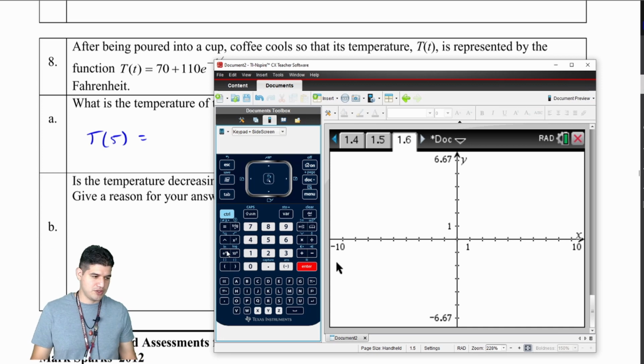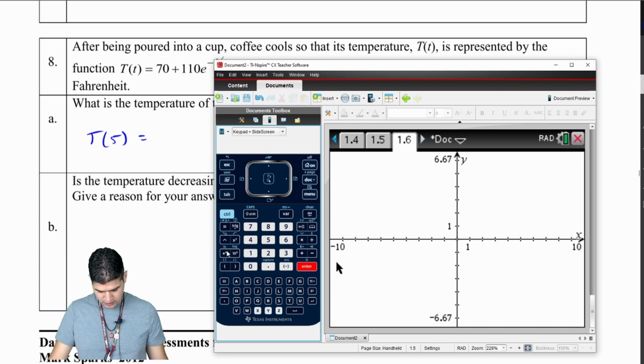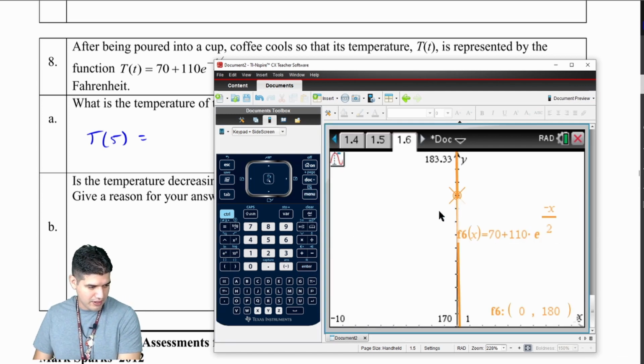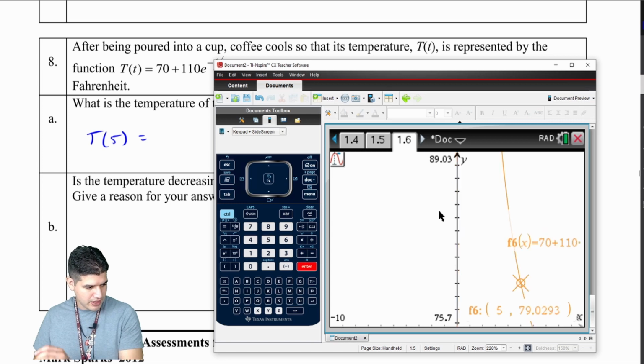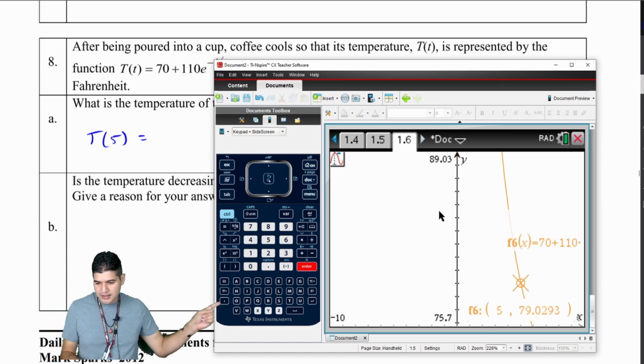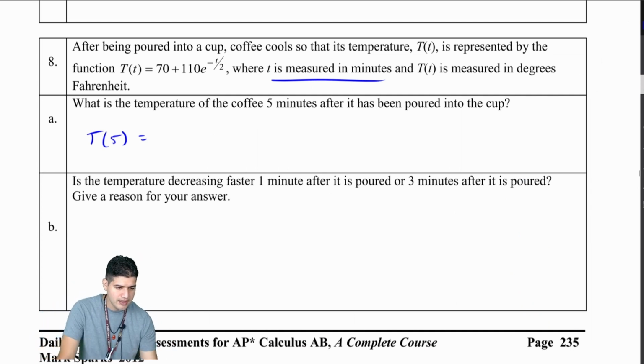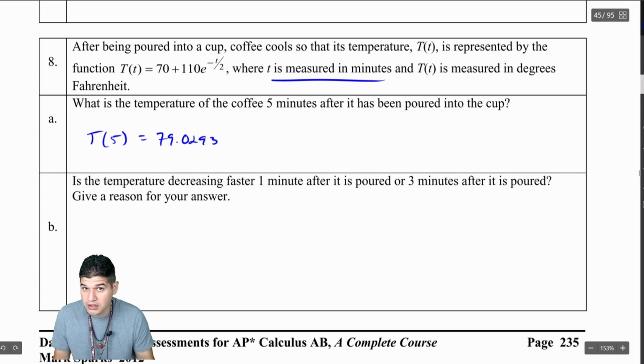Again, I just use x because I'm not going to reprogram this for using t. But we want to find this, we want to trace the graph at 5 minutes. So we hit 5, enter, and we've got a value over there, 79.0293. All right, so we get 79.0293.